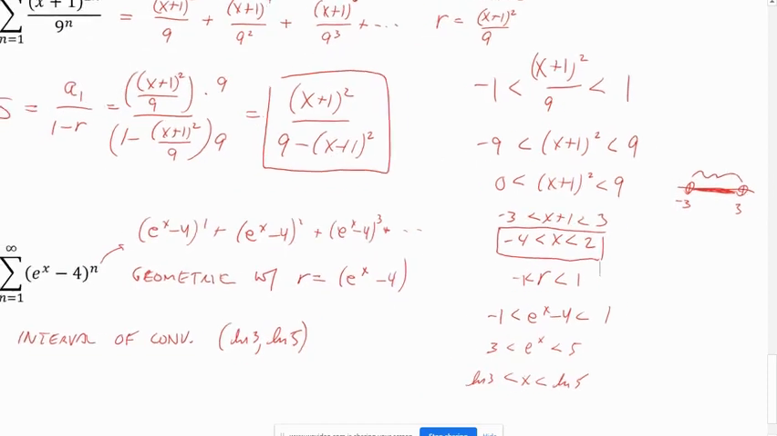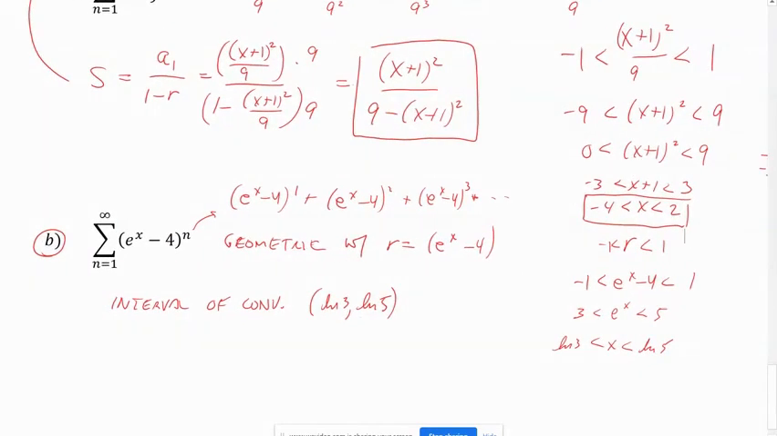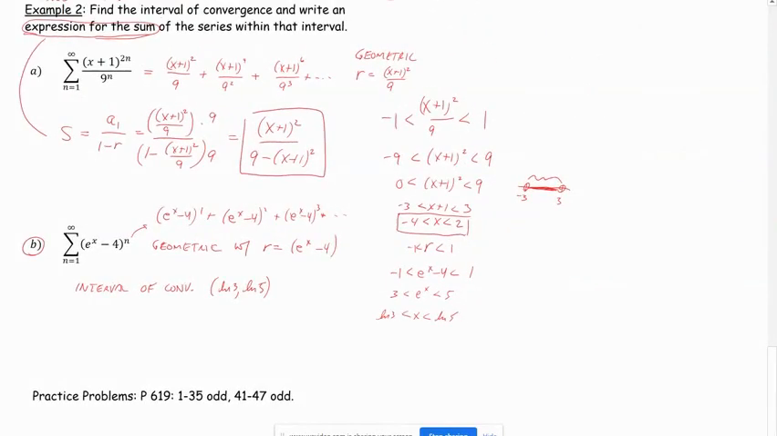So that was our interval of convergence for problem A. We didn't do that originally, so I went back and made sure we got it. The interval of convergence is from -4 to +2.